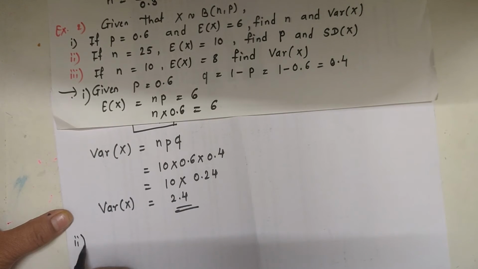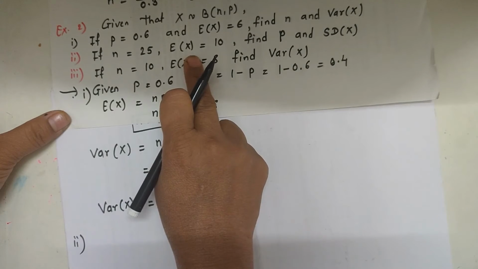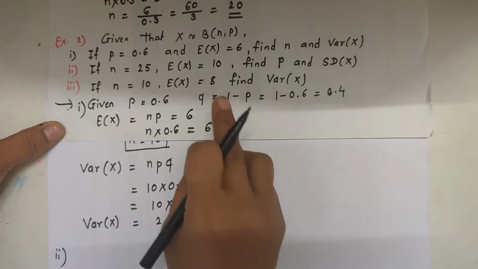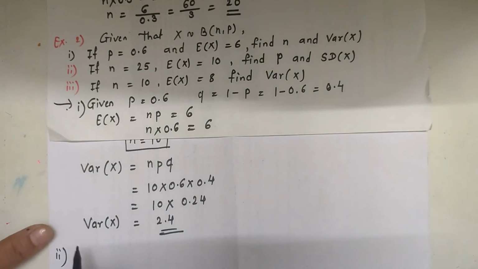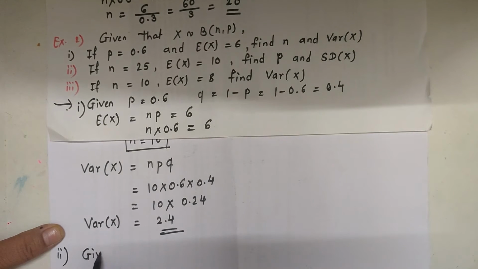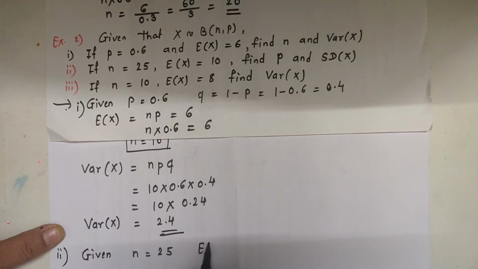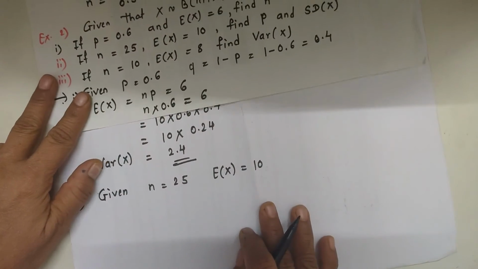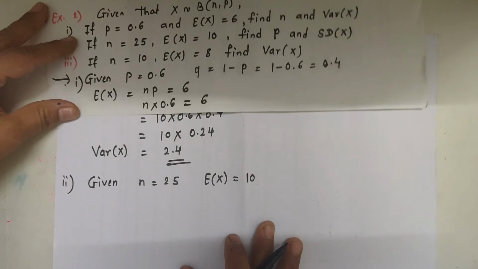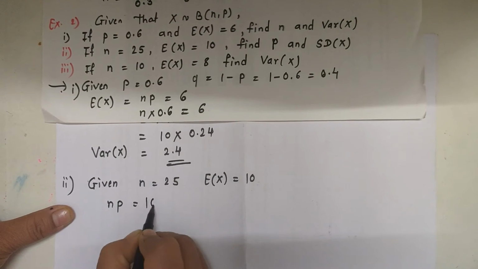Now the second question: if n is equal to 25 and E of x is equal to 10, find p and standard deviation of x. So now given n is equal to 25, E of x is equal to 10. Here E of x is equal to 10 means np is equal to 10.